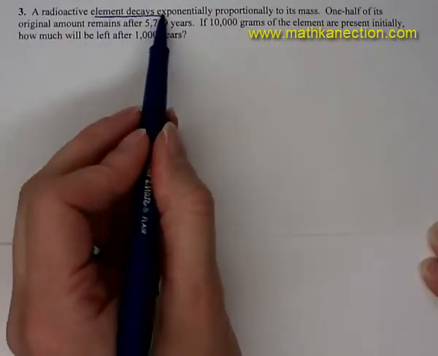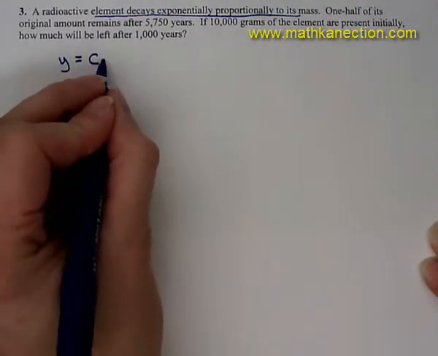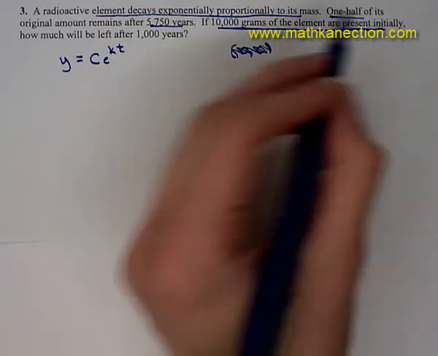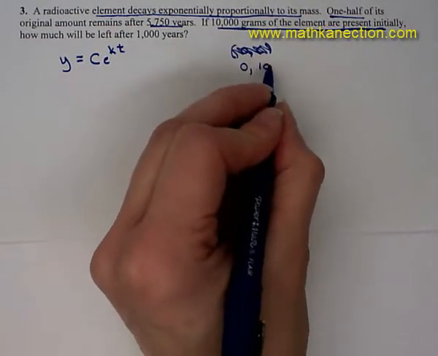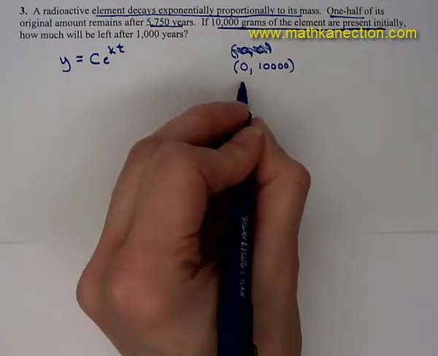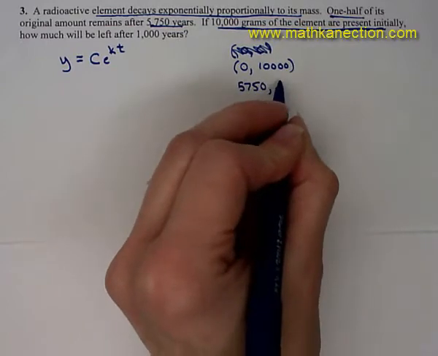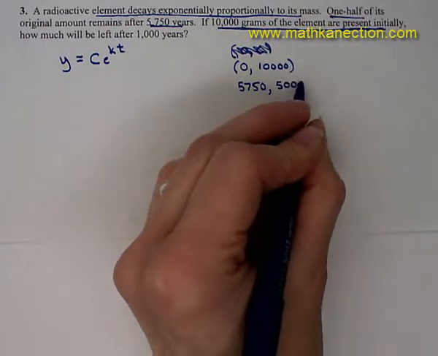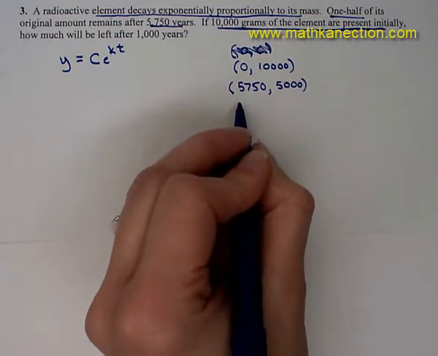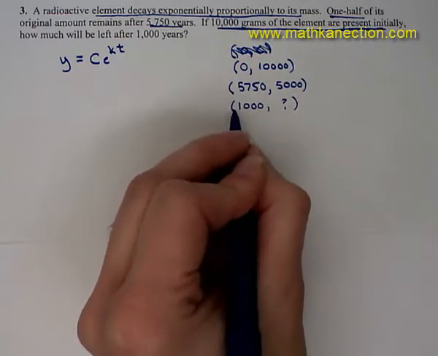The radioactive element decays exponentially proportional to its mass, so y is equal to c e to the kt. The initial condition is time is equal to 0, and we have 10,000 grams of the element. And when time is 5750, there are 5,000 grams of the element. When time is equal to 1,000, the amount of the element is unknown.